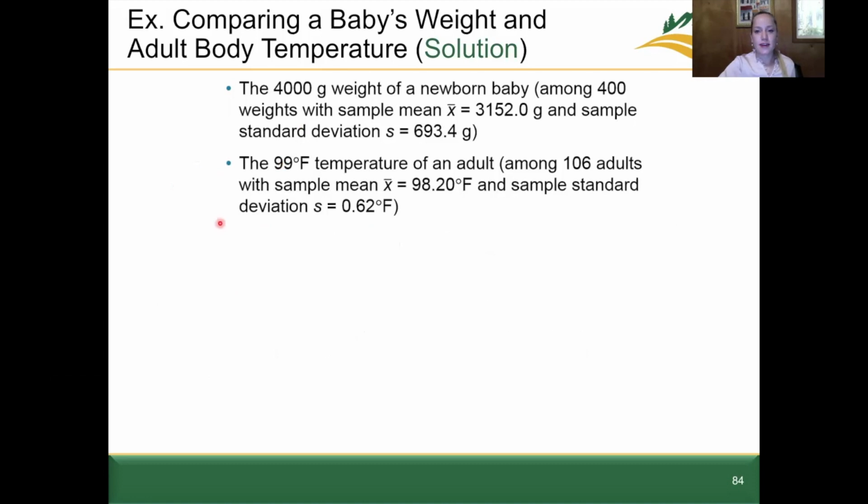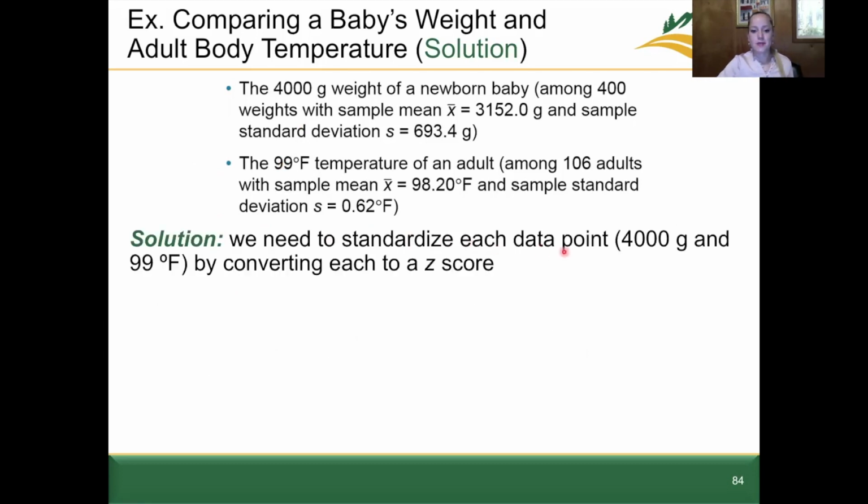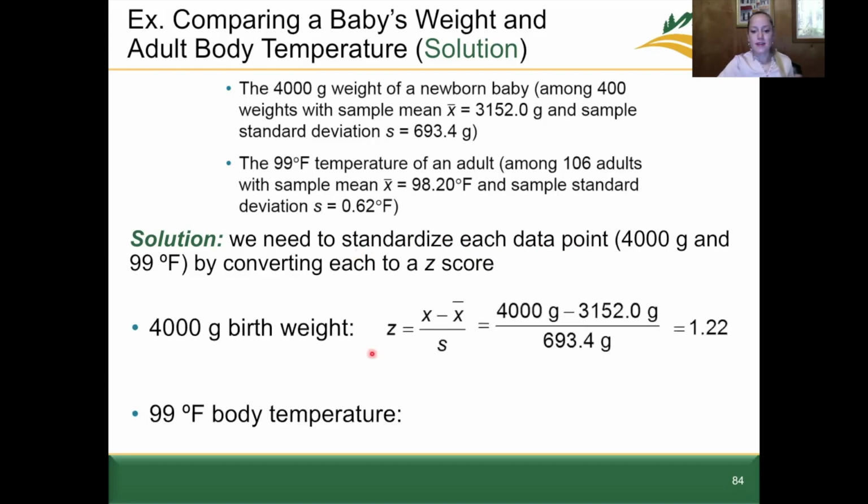Here are two data sets again. In order to standardize each data point, we're going to convert each to a z-score. This is how we do it. Recall that to calculate a z-score for a sample, we have x minus x bar all over lowercase s, which is the sample standard deviation. Here, when we plug in our values, x is our data value that we're interested in, so 4,000 grams. X bar is the calculated mean of the sample, so that's 3,152.0 grams. We divide that by the standard deviation, which in this case is 693.4 grams. Therefore, for this data point, we get a z-score of 1.22.